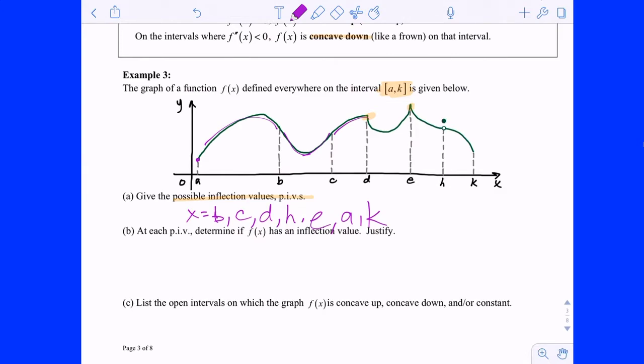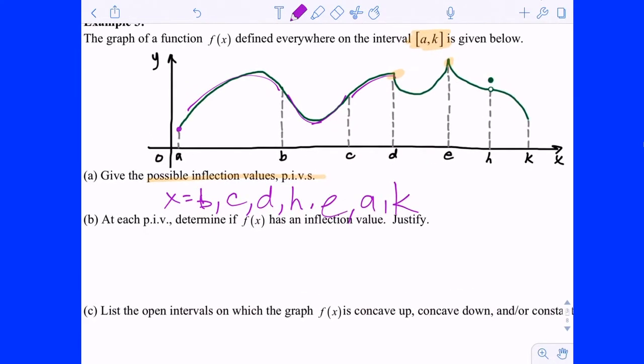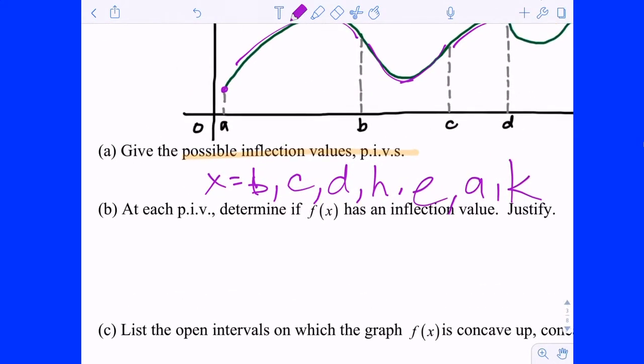No, because to be an actual inflection value, you need a sign change in the second derivative on either side. And is there any way to test what the sign is on the other side of the endpoint? No. Okay, now we're doing part B. At each PIV, determine if they are actually inflection values. So the question is, can we remove the P from their status and just call them IVs?